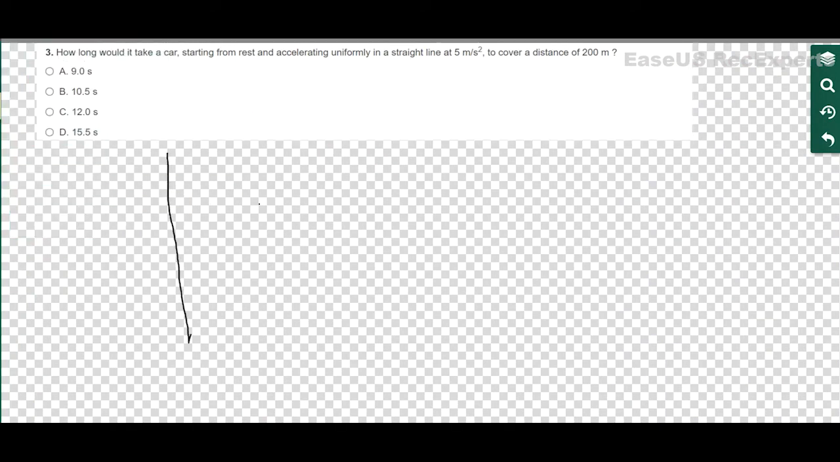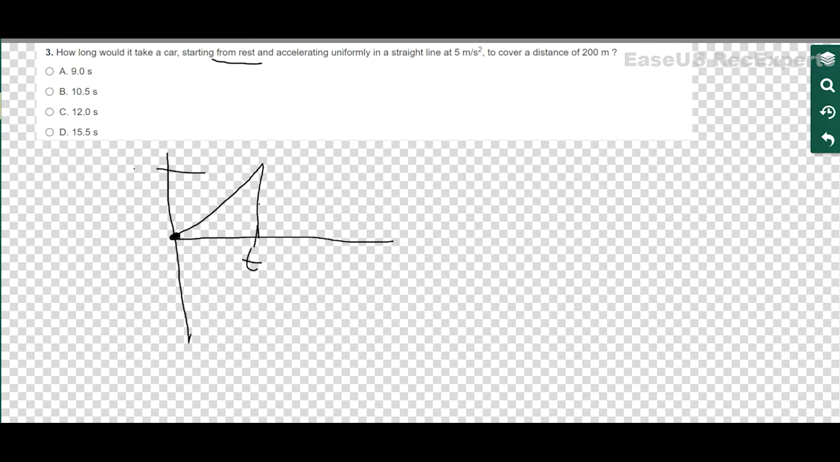We can use a velocity graph for this question. All right, so starting from rest means that the initial velocity at t equals 0 is going to be equal to 0. And now we're trying to find a t value so that if you accelerate at 5 meters per second squared, it will cover 200 meters.